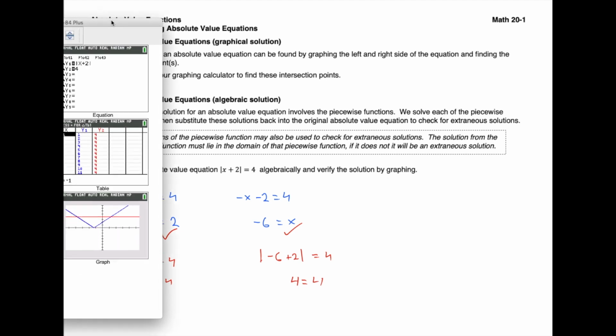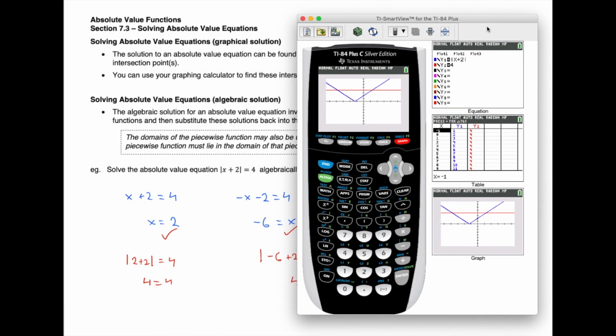Now we can verify this fairly easily on our graphing calculator. So what I've graphed here is the left side of the equation, the absolute value of x plus 2, and then the right side of the equation, just 4. Now the absolute value piece is then this one in blue, and then that horizontal line then is the x equals 4. And what we see is I have two solutions. And if you can verify that you have two solutions, then both of those are going to be correct.